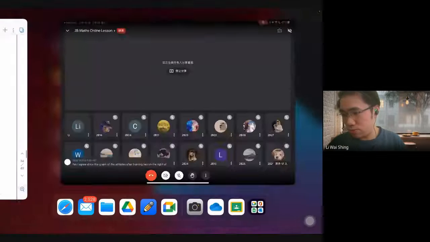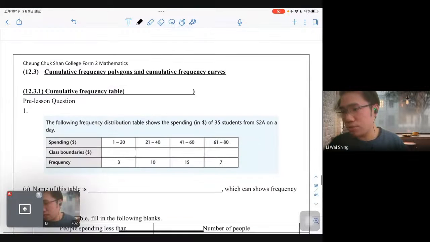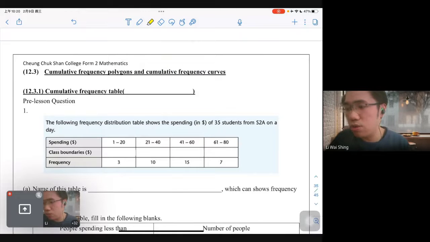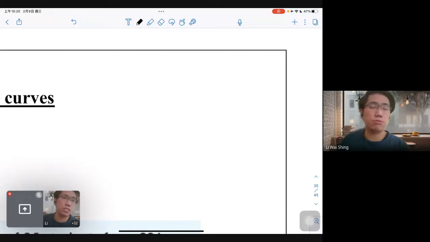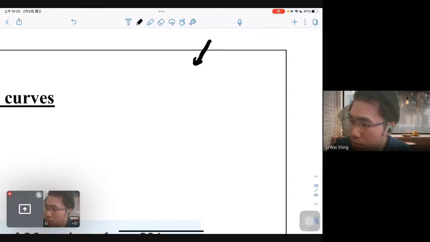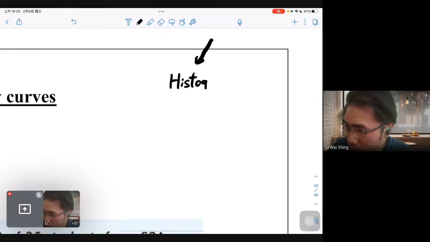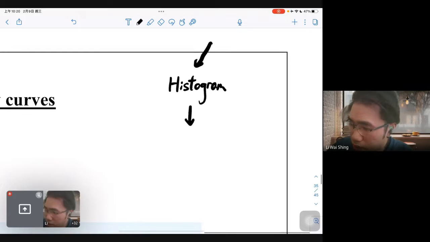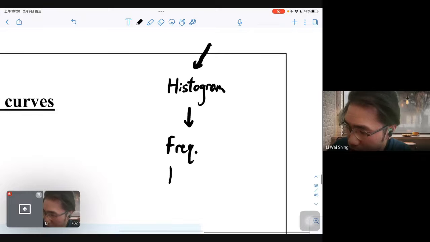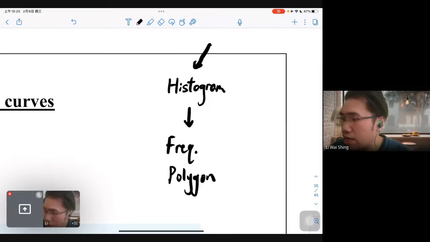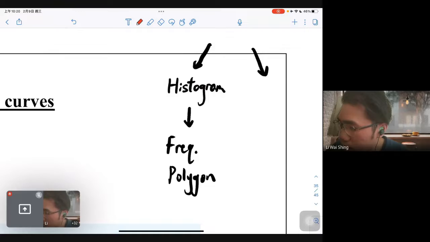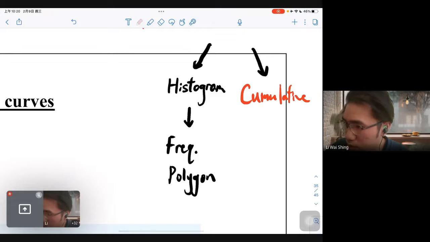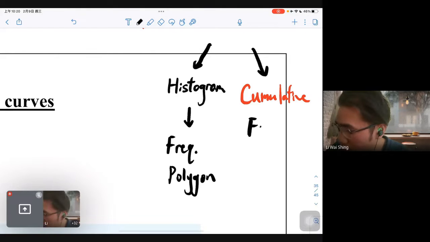Congratulations. Oops, sorry. So let's come to the next part, which is the new frequency polygon. Okay, I have told you in this chapter, we need to learn 3 types of polygon. The first one is the histogram. From histogram, you will have frequency polygon. And now we learn another type of polygon, which is called the cumulative frequency polygon. It's similar, but with one more word, cumulative.